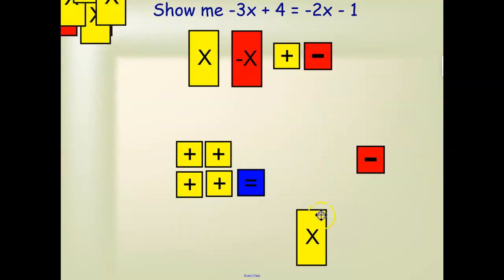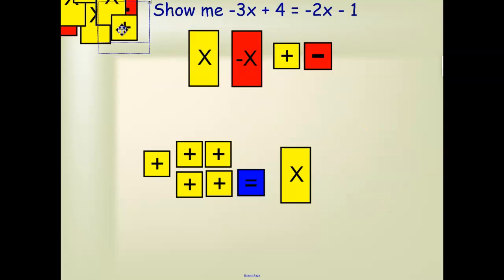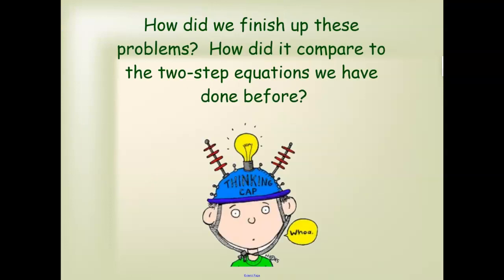And then my second step is to get all the 1's on the other side away from the x's. So again, I'm going to cancel out that minus 1 by adding a plus 1. Get my 0 pairs out of there, and I see that x equals 5. I think that's good enough.